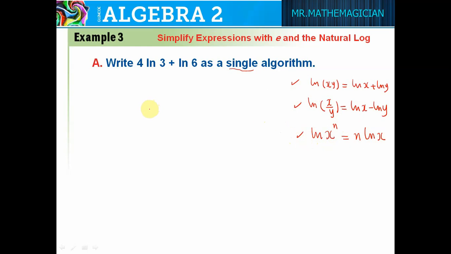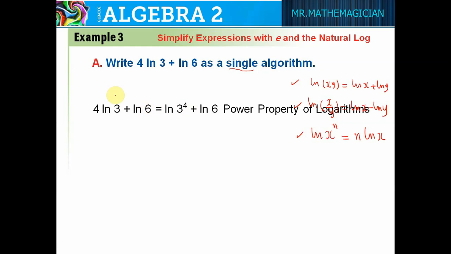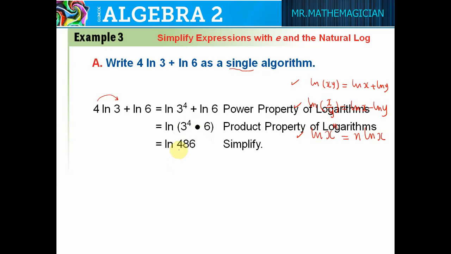So now we will use these rules. We have 4 ln 3 plus ln 6. I can take this 4 up to the power, reversing the power rule. So it will be ln 3 to the power of 4 plus ln 6. Now we know that the plus will come back to multiplication. So it's ln 3 to the power of 4 multiplied by 6. And we can evaluate 3 to the power of 4, 81 multiplied by 6. This will give you ln 486. So we succeeded to express the whole expression as a single log or single ln.